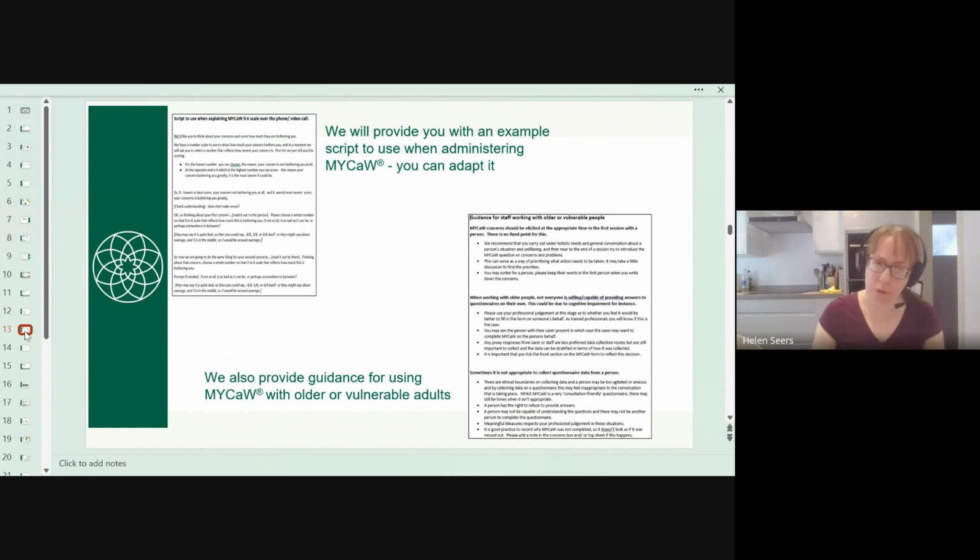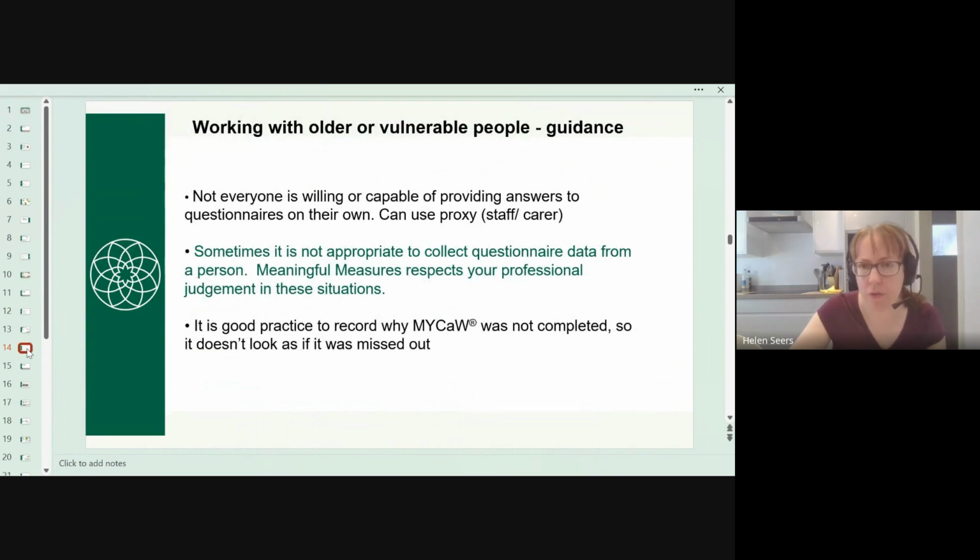There is a bit of a script for you to rely on. And then also we've got some guidance for working with vulnerable or older people with MyCore, which I'm going to go through on a slide now. We derived this when we worked with a frailty project in Gloucestershire. A team of frailty matrons helped us develop this guidance, because it's not correct to just expect everybody to be able to fill in outcome measures all the same. So there's a bit of humanity coming in, really.